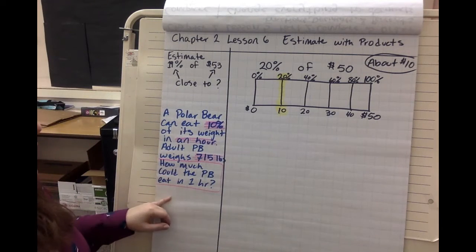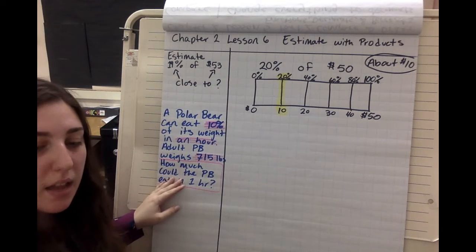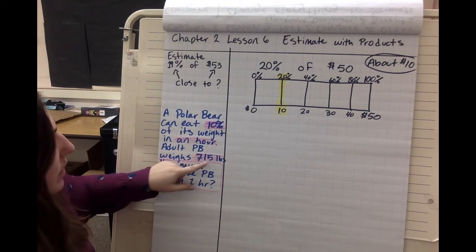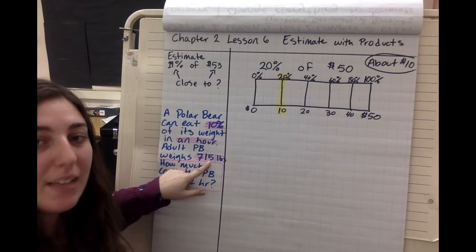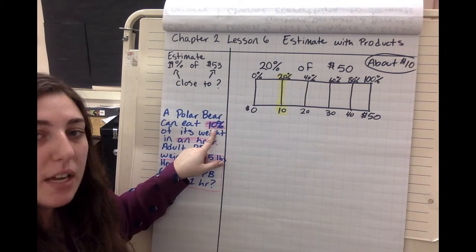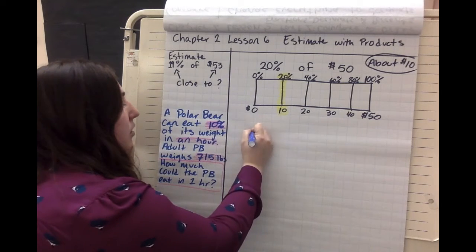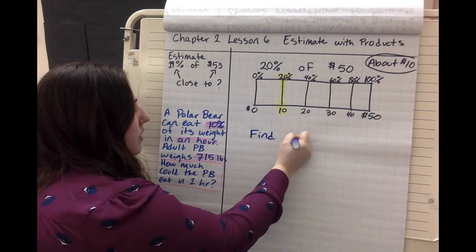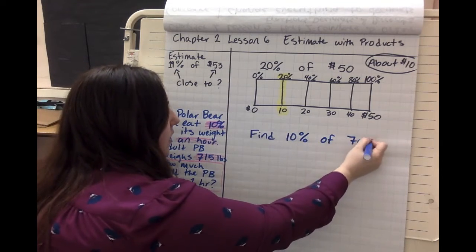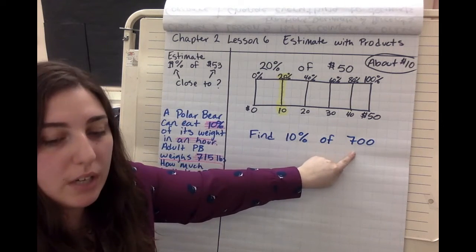So again, I'm going to be estimating. I'm going to find numbers that are close to the percentages that they gave me and the weight that it gave me. So I'm going to round 715 pounds to 700 because it's pretty close to that. But I'm going to keep 10% where it is because it's a nice even number that we can work with. So we're going to find 10% of 700. Okay, so I rounded 715 to 700.